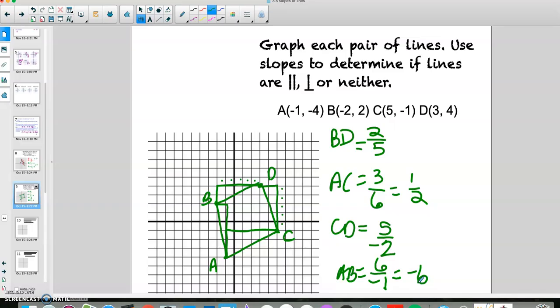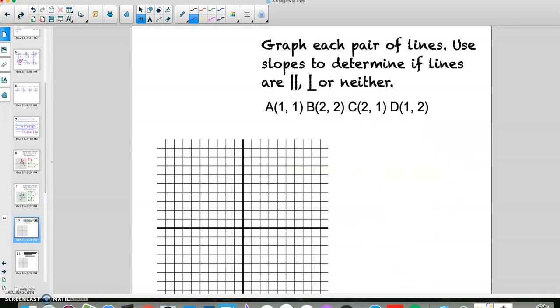But what do you notice about BD and CD? They are opposite flips, so that is a right angle right there. Okay? All right, why don't you go ahead and try this one on your own.